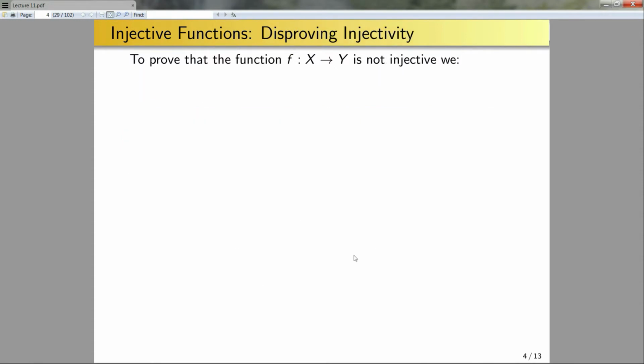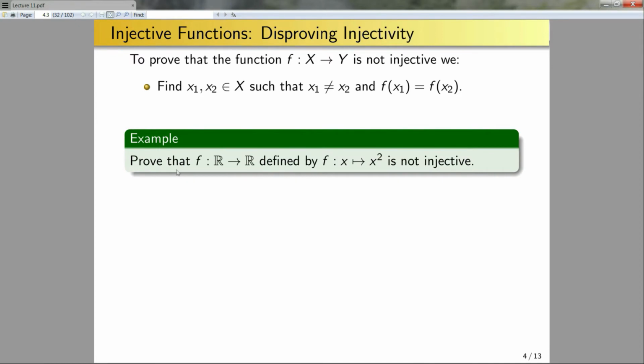So next, how do I disprove injectivity? To prove that the function f from X to Y is not injective, we need to find an x1 and x2 in X such that x1 is not equal to x2 and f of x1 is equal to f of x2. Essentially we need to find a counterexample. So prove that the function mapping from the real numbers to the real numbers defined by this quadratic mapping is not injective.